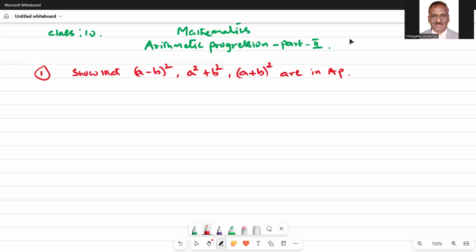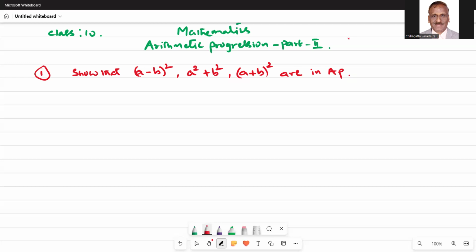Under these application questions, the first question I have taken here is: show that (a minus b) whole square, a square plus b square, and (a plus b) whole square are in AP. So how to say that these three terms are in arithmetic progression? They belong to the family of arithmetic progression. Do they have any identity card with them to show that they belong to this arithmetic progression? Just on the lighter side.